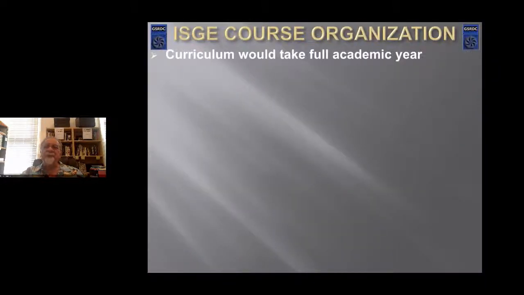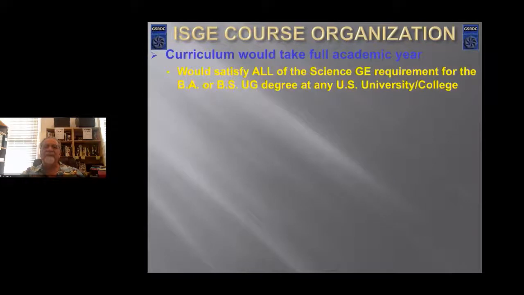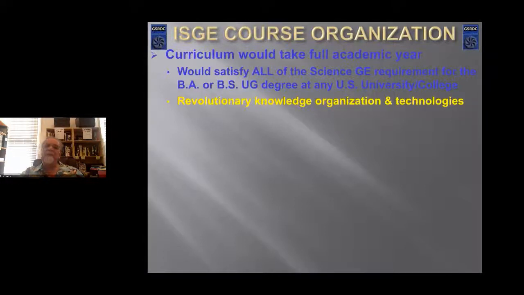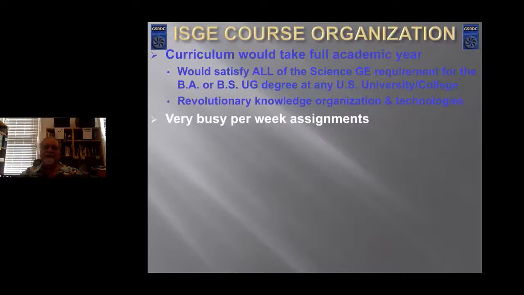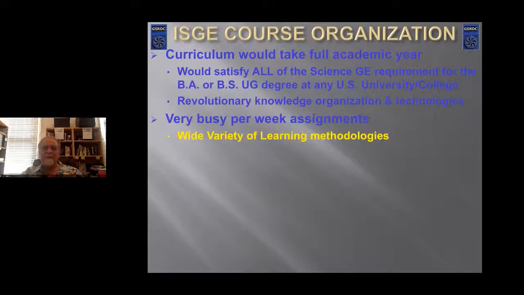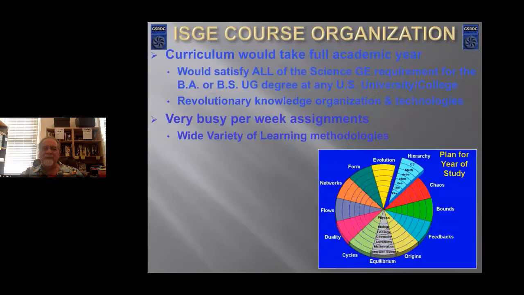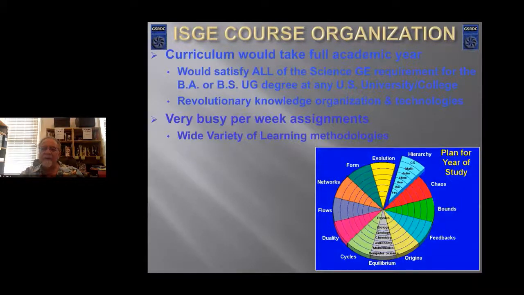So the curriculum would take a full academic year, and would satisfy all the science GE requirements, just to be of use to the universities and colleges throughout the United States and elsewhere. But it would present revolutionary knowledge organization and technology. There are very busy weekly assignments and a wide variety of learning methodologies. So these would be the integrative themes, and you notice that all of them are isomorphies.